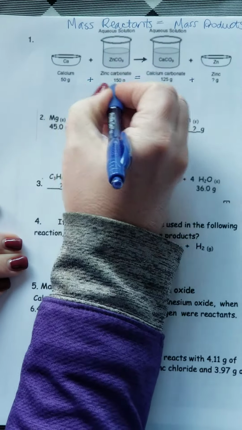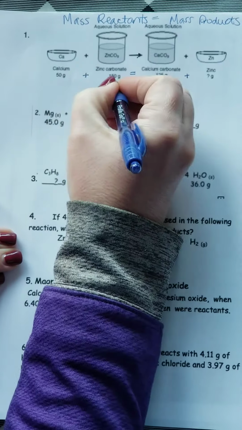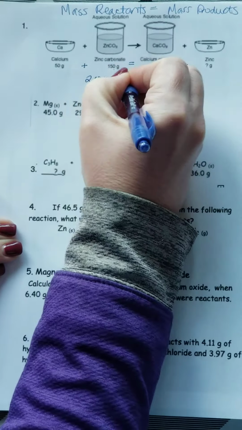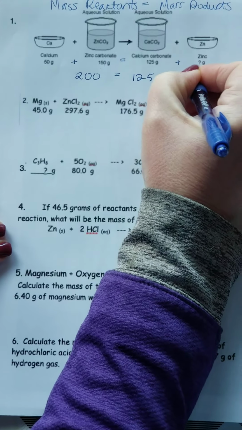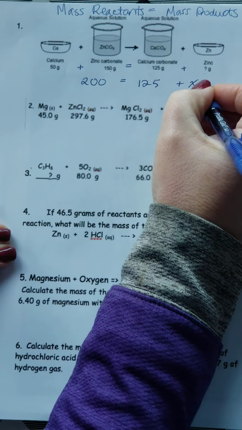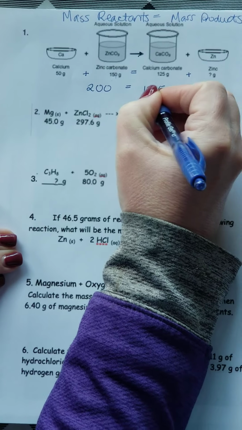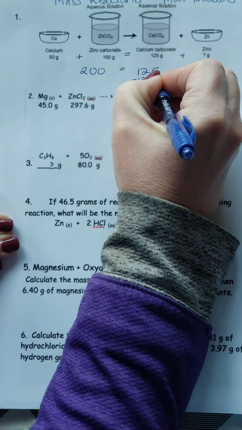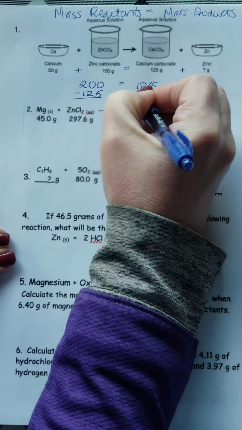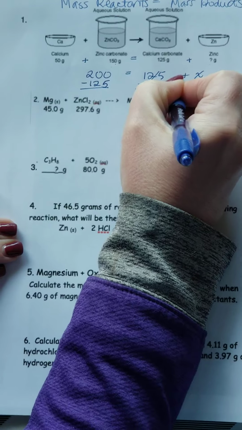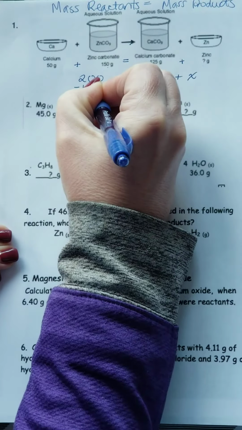Let's add up this side. 50 and 150 make 200. And then we have the 125 plus the unknown, which I'm going to call x. To solve for x, I do the opposite of adding 125, which is subtracting. Whatever I do to one side, I do to the other. Here it cancels, and I get simply x equals 75.